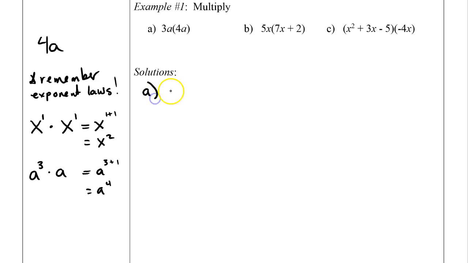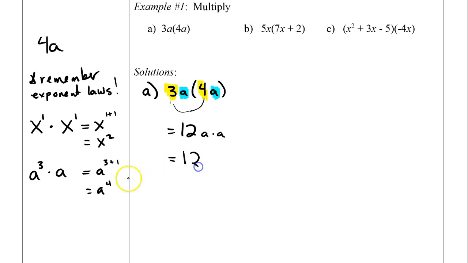So let's go on with this one. 3a times 4a. What I want to do is just highlight the things. We have the coefficients and we have the variables. Coefficients go with coefficients and variables go with variables. I'm going to multiply 3 by 4, so 12, and I'm going to multiply a times a. A times a is just, just like x times x is x squared, a squared. Put a box around it. I'm happy.